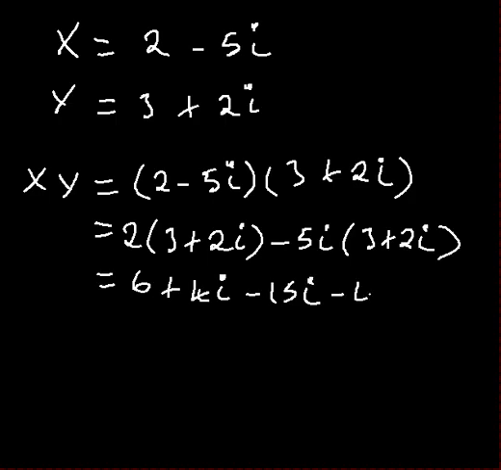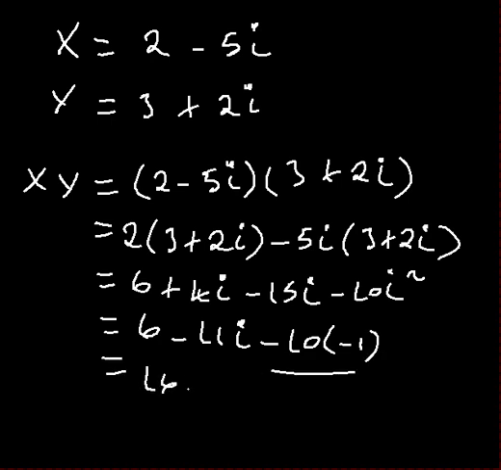Now we should have negative 10i squared. And now we combine 4i and negative 15i to get negative 11i. That should be given as 6 minus 11i, and 10 times negative 1, which is the same as a plus 10, so we have 16 minus 11i. So that's how you can have it.